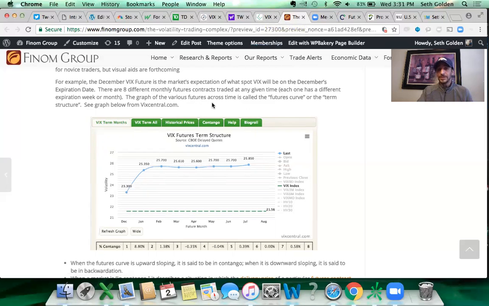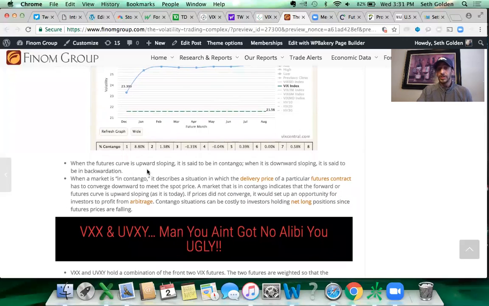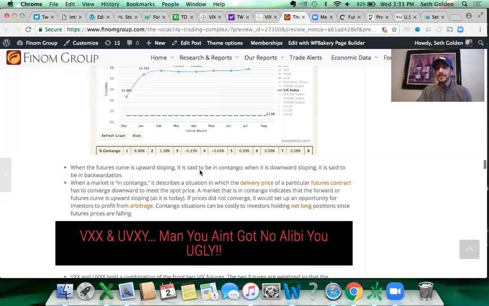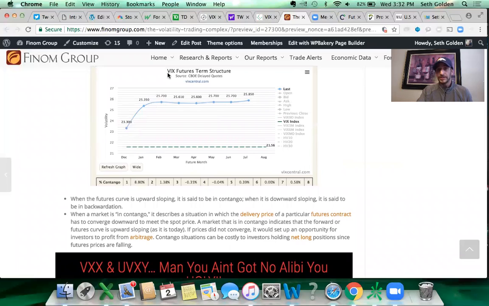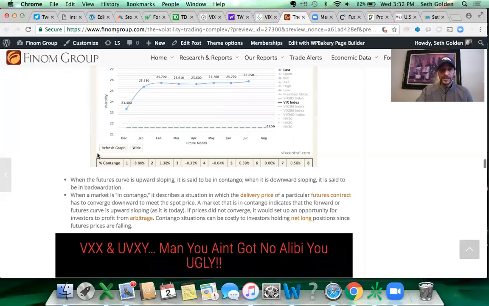The graph of the various futures across time is called the VIX futures term structure or the VIX futures curve, because it has a curve. When the futures curve is upward sloping, it is said to be in contango. So this is a picture of a VIX futures term structure in a state of contango. So this front month contract, or December VIX future, is in contango. The percentage of that contango, as of the time I took this, was 8.8%.